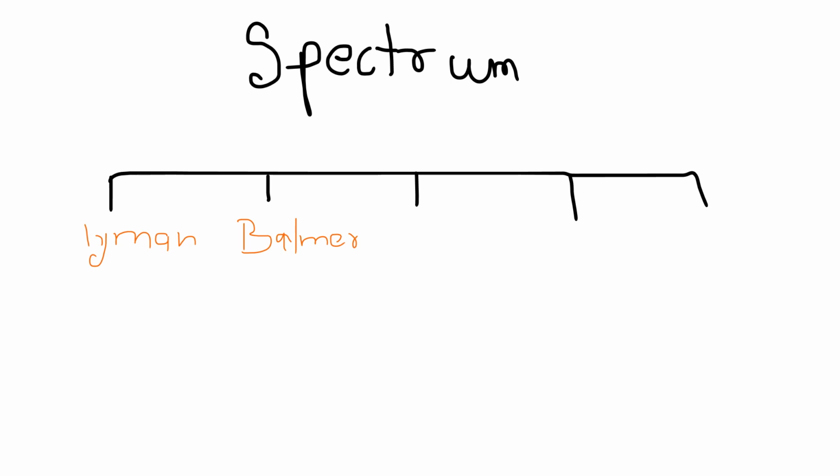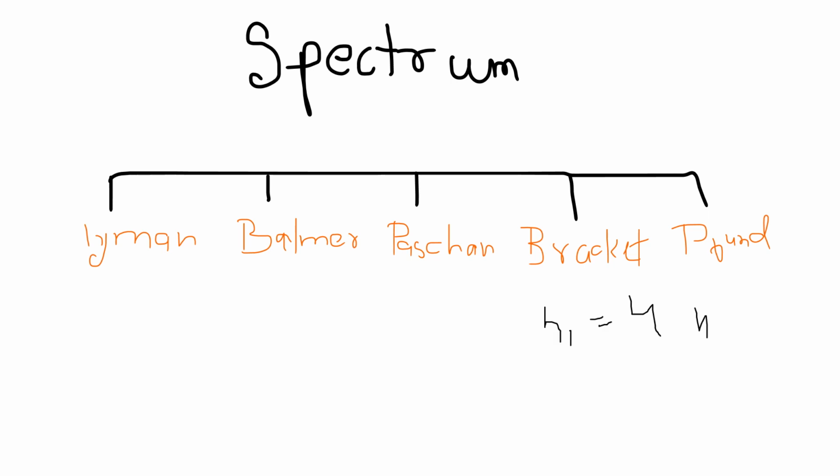Second is called the Balmer series. In the Balmer series n1 is 2, which means n2, the place from where it falls, starts from 3, 4 and up to infinity. Paschen series is basically n1 equal to 3 and n2 equal to 4 up to infinity. Then we have Brackett and Pfund series, in which Brackett series starts from the fourth one and Pfund series starts from the fifth one.